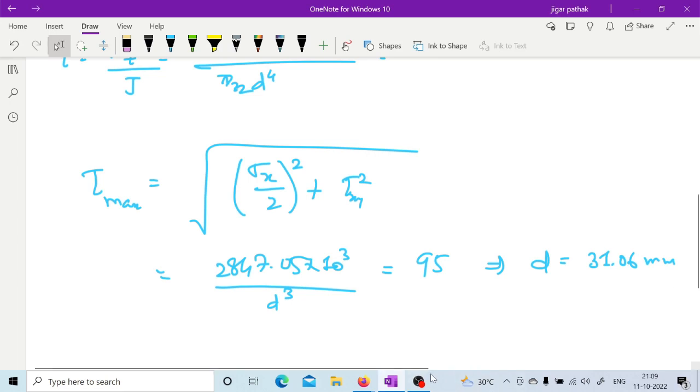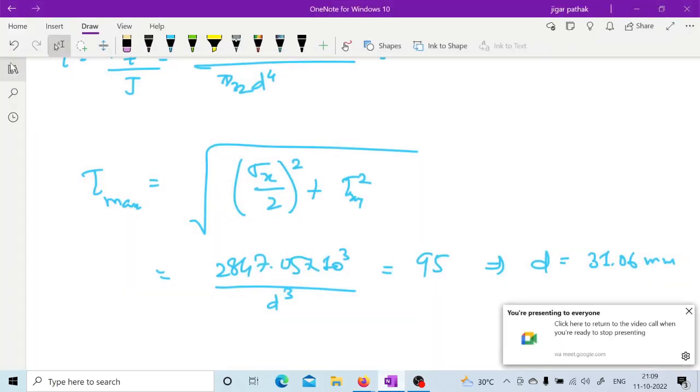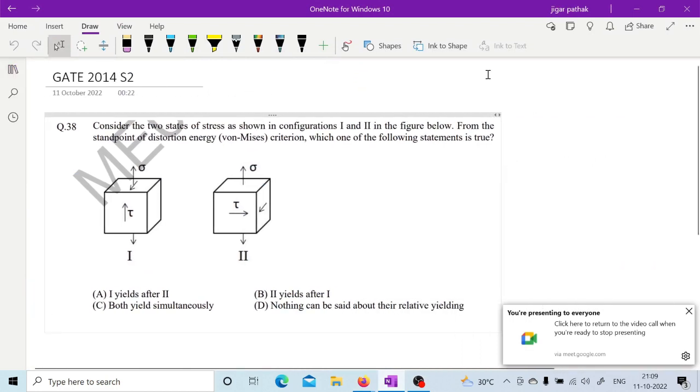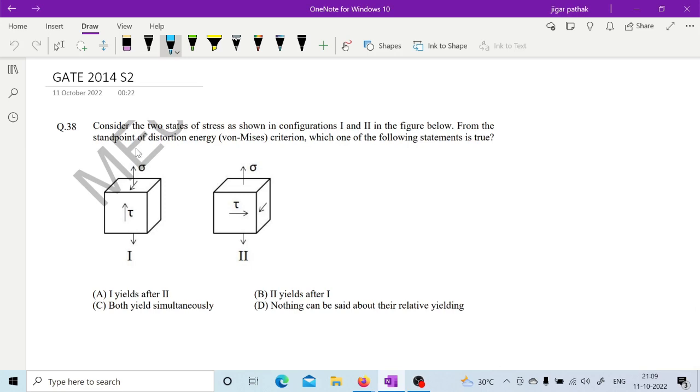So now if you are done with this, then we can go for some GATE questions. Here we can see this is from GATE 2014 session 2. Consider the two sets of stress as shown in configuration 1 and 2 in the figure given below. From the standpoint of distortion energy, von Mises criterion, which one of the following statements is true? So you can use this von Mises criterion, right?